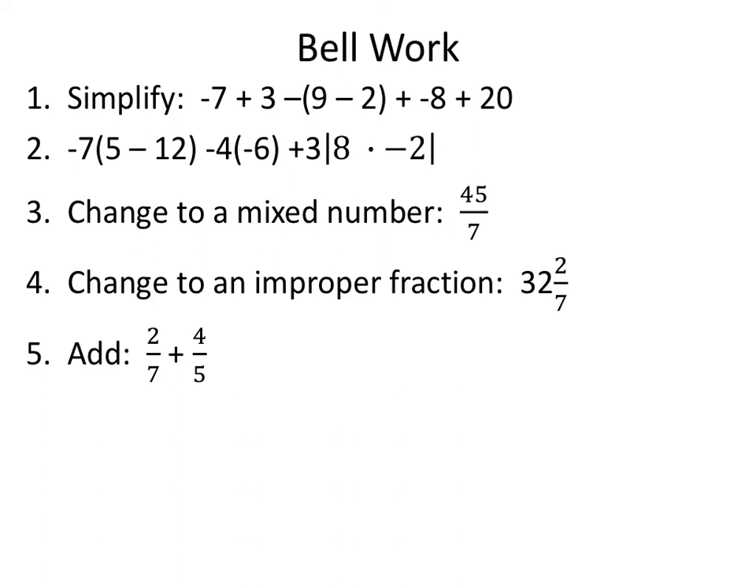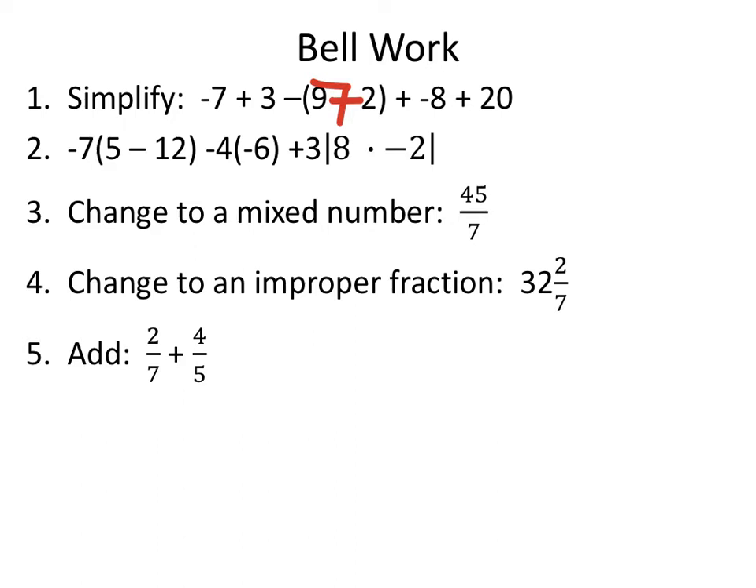So we'll simplify this first one, -7 plus 3 minus that garbage and some other garbage. So order of operations means that we'd have to do the parentheses first, so 9 minus 2, which is 7 right there. Then we'd be looking at, well, no exponents, no multiplication or division, but we do have addition and subtraction from left to right.